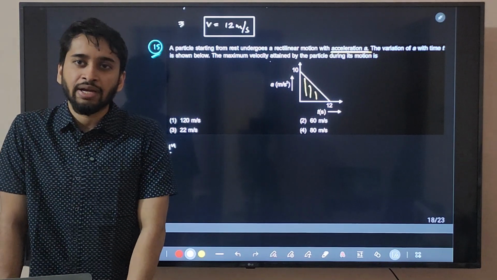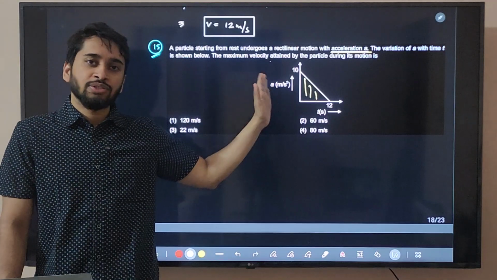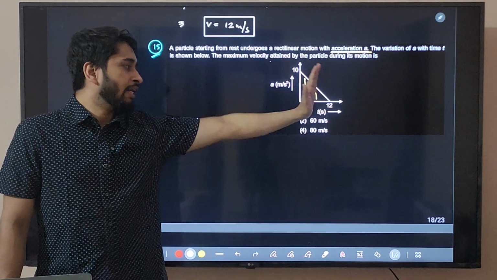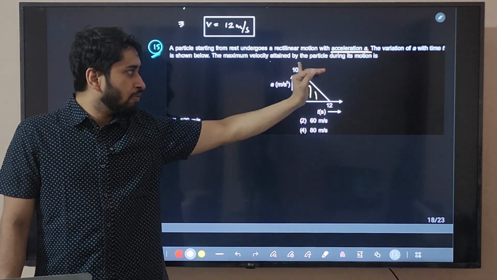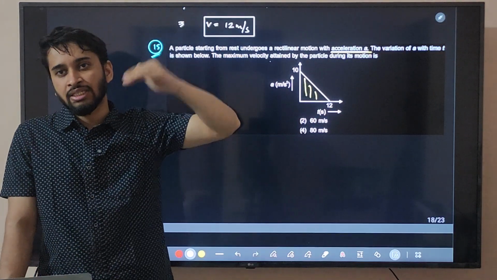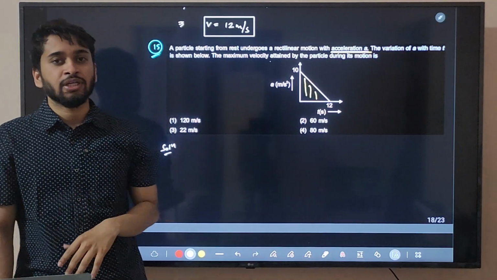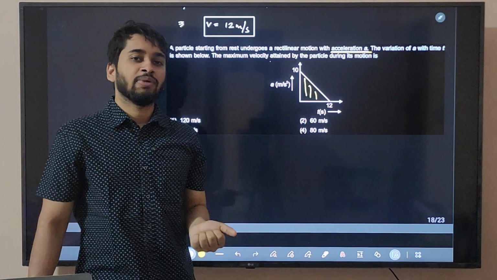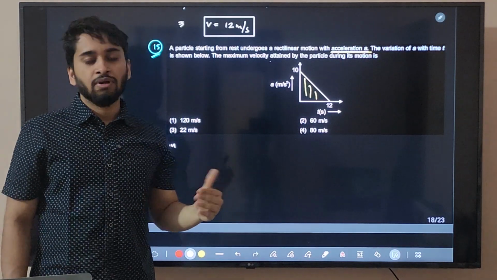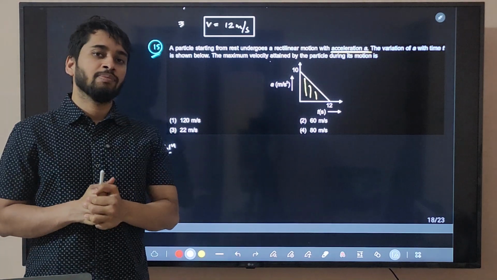That means as long as the area under the acceleration time graph is positive, the velocity will keep on increasing. Fine. So whether the acceleration decreases, that does not matter. Even if the acceleration is decreasing, if the acceleration is positive, velocity is only going to keep on increasing.